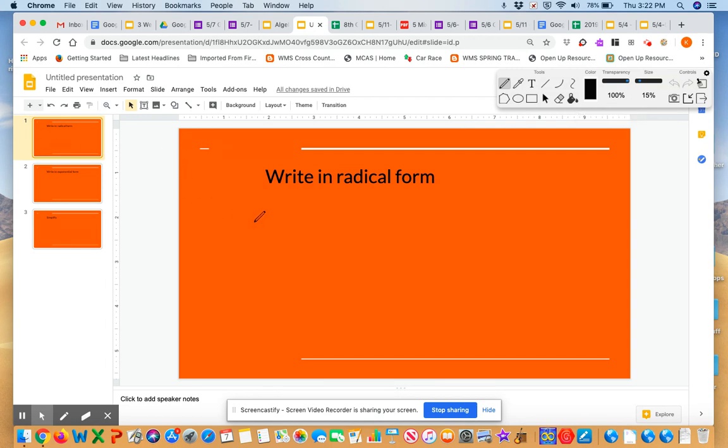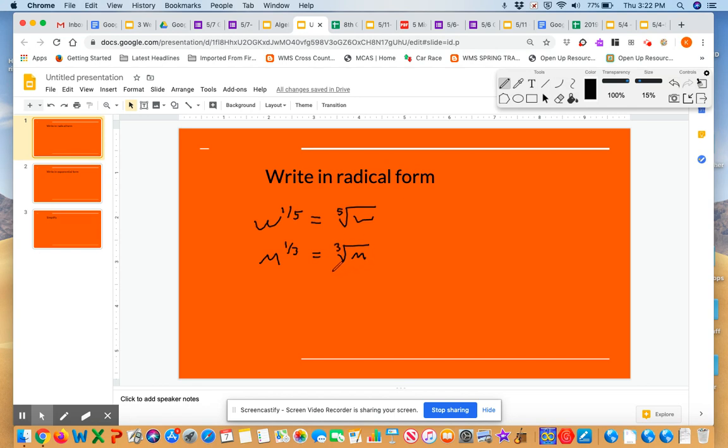Let's get it rolling. If given w to the 1/5 power, I think you guys have heard this earlier in the week and you've been working on this. All this means is I'm looking for the fifth root of w, and that can be written as the fifth root of w. How about this example? m to the 1/3 power. Well, again, look at the denominator. That gives us the root. So I'm talking about the cube root of m, and I'm going to write it like that.